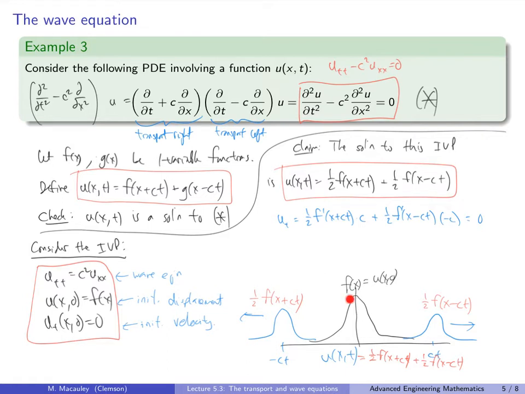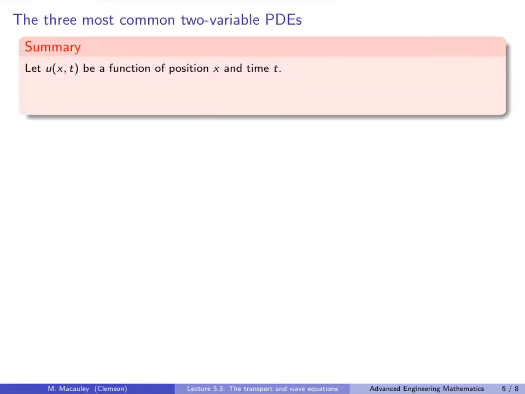If you pluck this, if you have a wave here, suppose this is a long string of rubber and you let go, half of the energy will go left and half of it will go right. So the thing I want you to remember from this slide is this is the wave equation, and it comes from the transport equation like this. Let's summarize what we've done so far in this section.